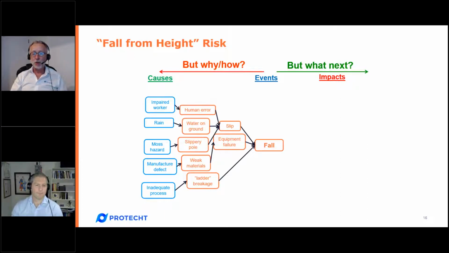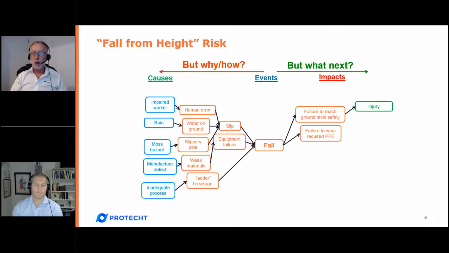Now that is known as root cause analysis on the left-hand side, tracing back to the root cause of the risk. We go the other way by asking what next until the answer is an impact on one or more of our objectives. We fall, which means we fail to reach ground level safely, which by the way is a failed critical success factor or a failed process. That leads then to injury, which is one of our objectives, has been impacted.